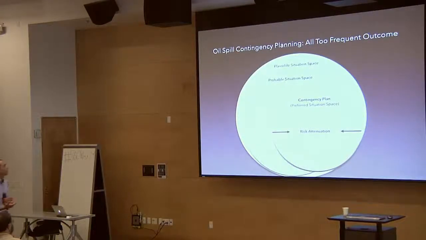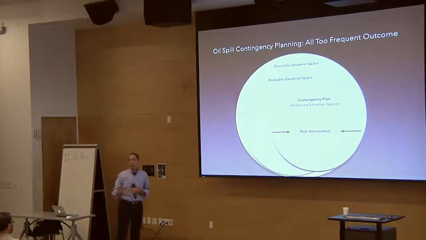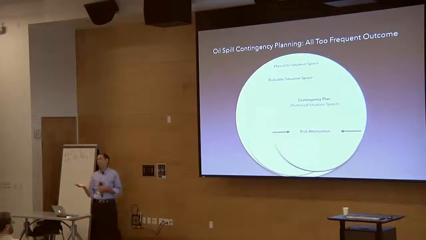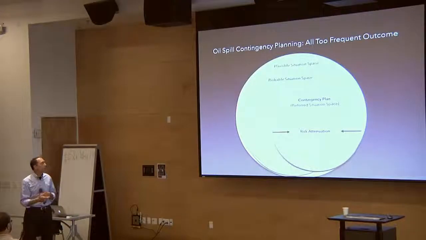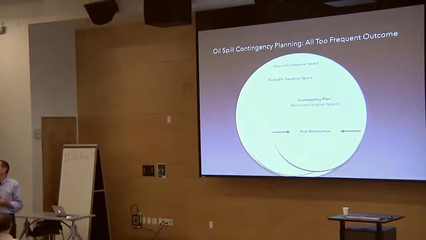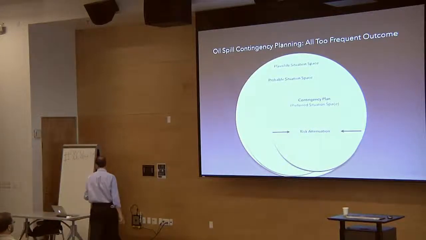Well, we have the same thing for oil spills. So I mentioned we have plausible situation space, something that might happen. We have probable situation space, something that, based on some criteria, is more likely to happen. And then we have the preferred situation space, which is where the contingency plan is constructed. And oftentimes that involves something that we think about as risk attenuation, which is contracting the risk to a scenario that seems to be favorable. That's not a good situation.